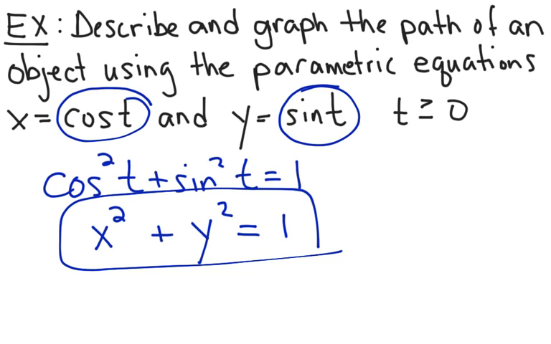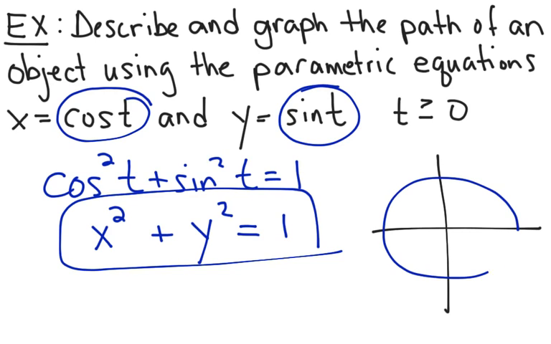And when you graph the parametric equation, you notice you get the same graph. When you graphed it, it went in a particular fashion. It went that direction. And the object completes one revolution around the circle in 2 pi seconds.